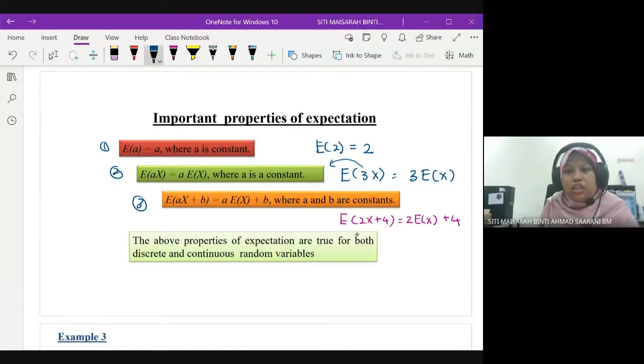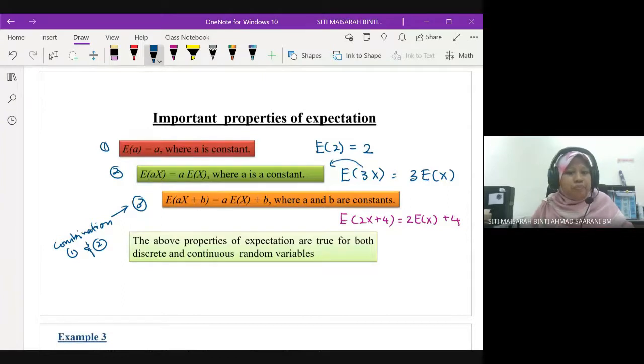Okay, so dia akan jadi yang X tu dia kena keluar depan. Yang constant tu dia tinggal constant lah. Kalau contoh E2X tambah 4, dia jadi 2EX tambah 4. Kalau contoh E3X tambah 5, 3EX tambah 5. So dia akan jadi macam tu lah. So yang nombor 3 ni adalah combination between 1 dengan 2.